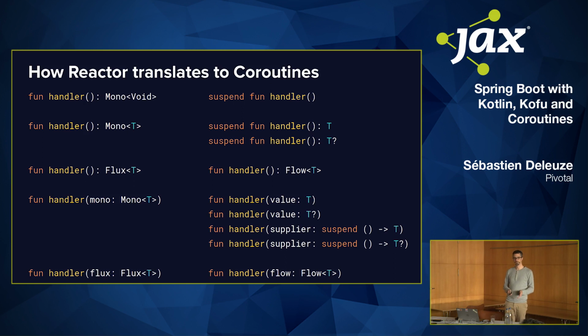Flux translates to Flow. We will talk more about Flow in the next slide. If you have a method that takes a Mono parameter, it will translate to just a plain value because you will call a suspending function to get this result. If you need laziness, you can use a supplier that takes a suspending function as a parameter, because suspending functions can also apply to lambdas, and that's an interesting pattern to get some kind of laziness. And again, Flux translates to Flow when it is used as a parameter.